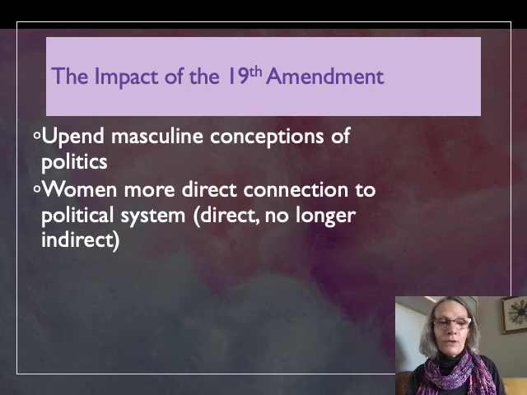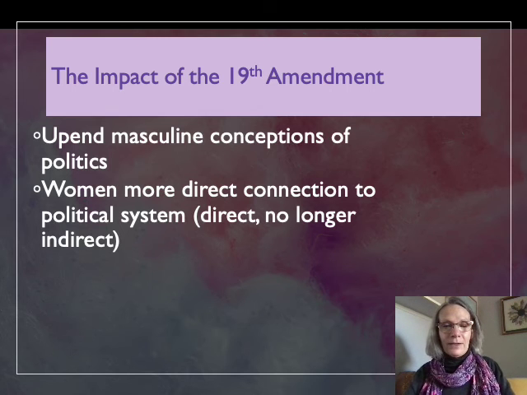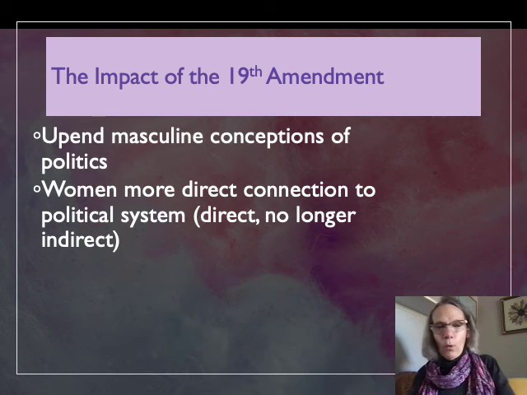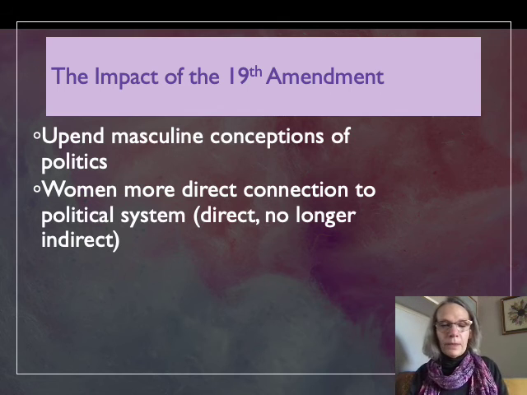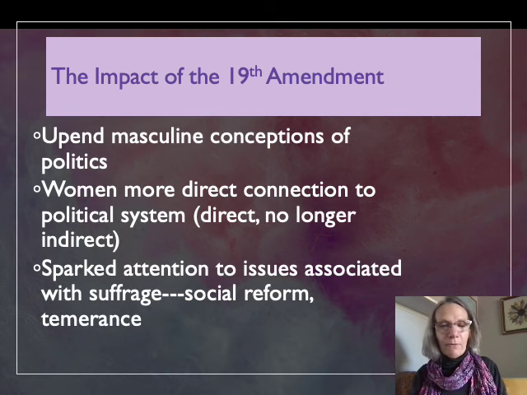Women are given more of a direct connection to the political system. It's direct because they can vote. It's no longer indirect, trying to influence their husband or their brother or their father to vote a particular way. Women can go in and directly vote. And that leads to sparking attention to issues that are associated with suffrage.